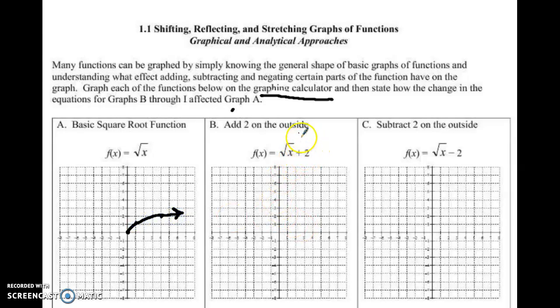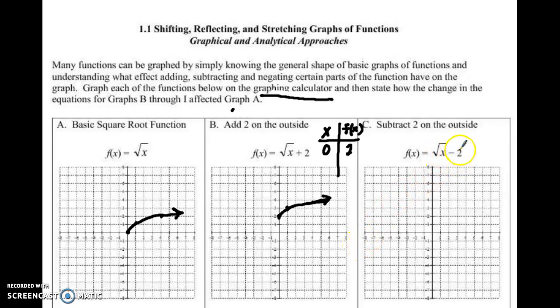Now the only difference when you add 2 on the outside: if you make a table, you plug in 0 for x, well the square root of 0 is 0, plus 2, you get 2. So that's the value for f of x. Now I hope you're already familiar with function notation. So I can do the same thing when I plug in 1 for x. When I plug in 4 for x, square root of 4 is 2, add 2 to it, you get 4. And again, you can use a graphing calculator to see these answers.